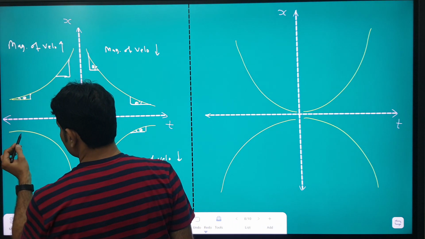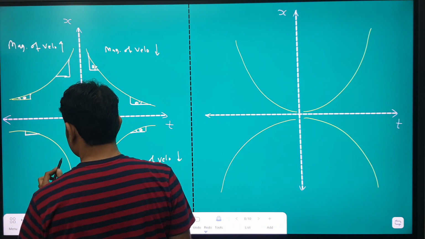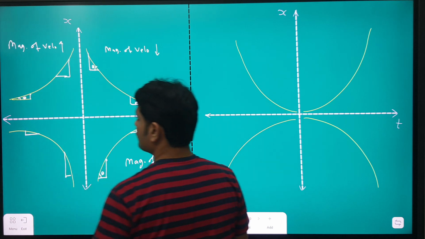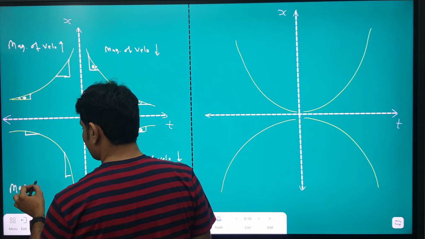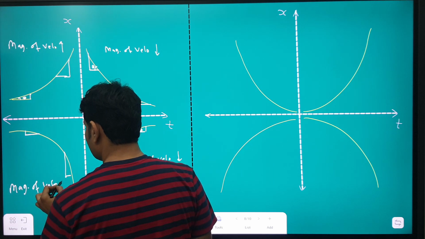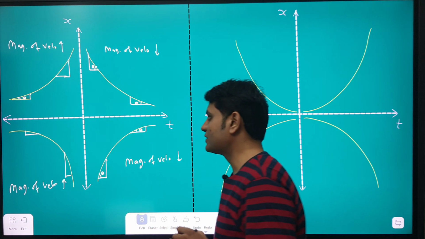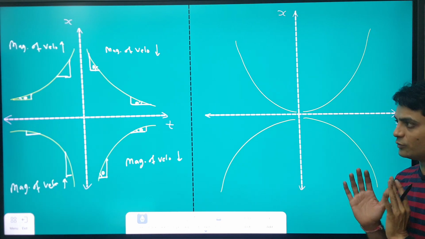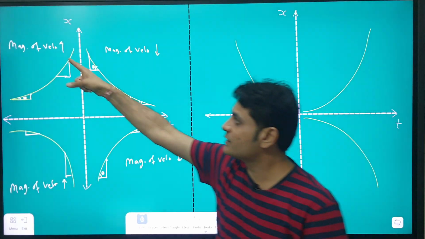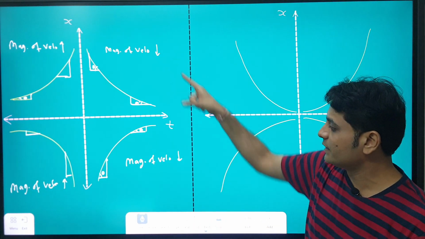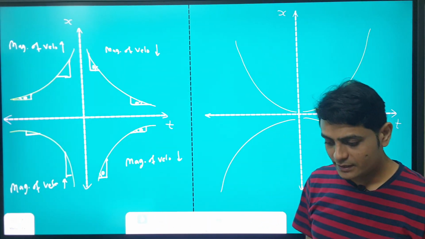Now let's see this graph. Initially the slope is very small, later on the slope becomes larger. So we can say the magnitude of velocity is increasing. See, I have not mentioned directions here. In order to solve such questions, at first we have to deal with magnitude. So in this case, the magnitude of velocity increases, decreases, decreases, and again increases.